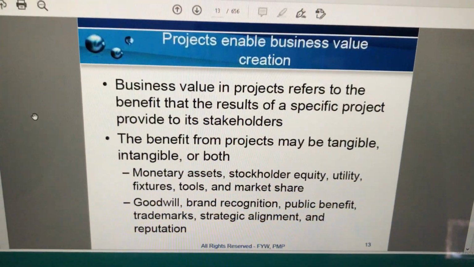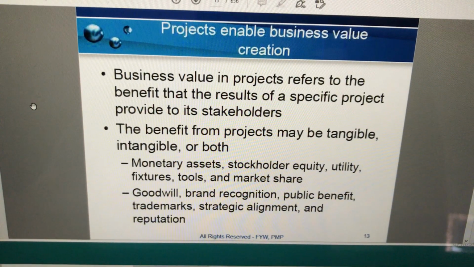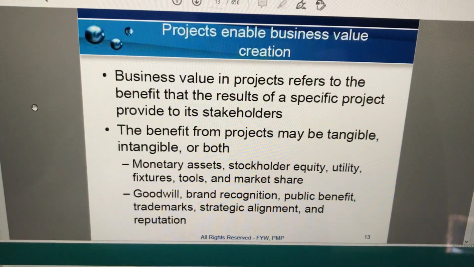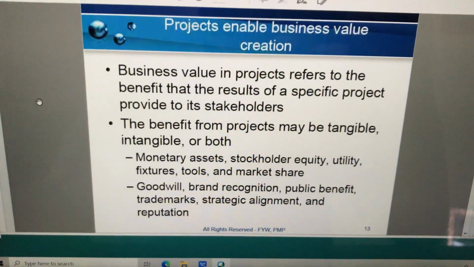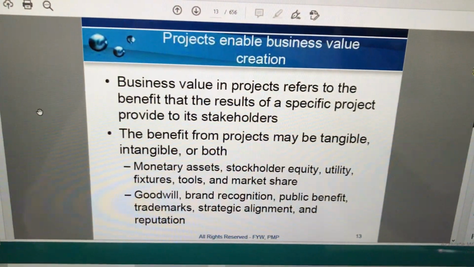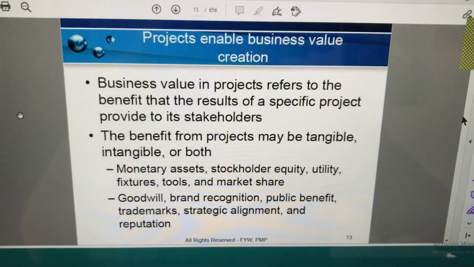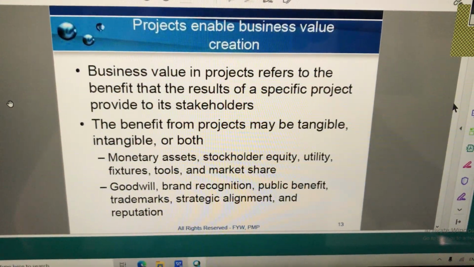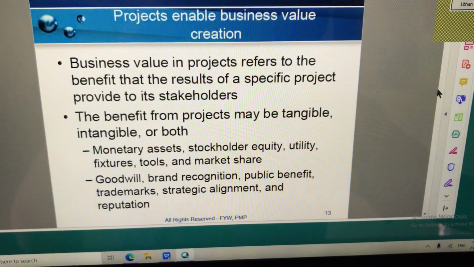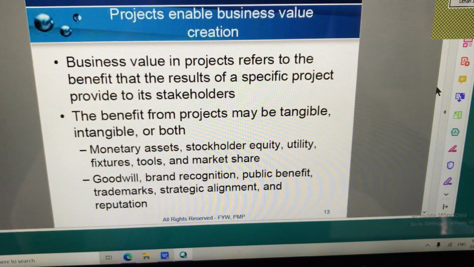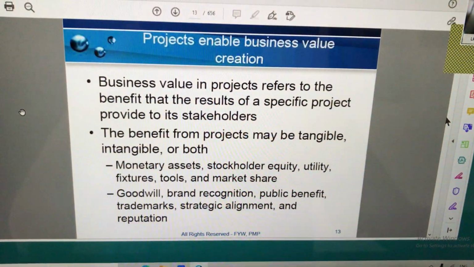Projects enable business value creation. Now don't look at it as a slide. Look at it as something which you should understand, which you should remember. What do projects create? Why is there a project in the first place? We defined a project: it's a temporary endeavor undertaken to create a product, result or service. That's what we said, right? That is a project. But why do we have a project? What is the need for a project?